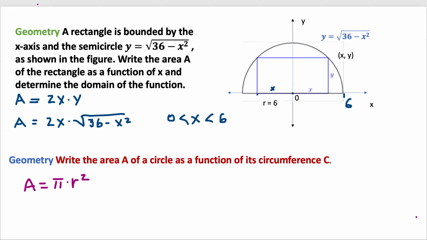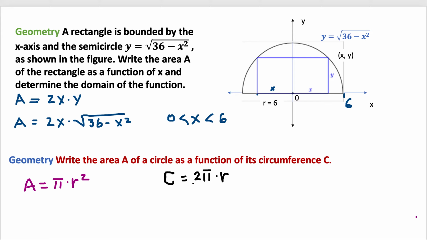On the other hand, the circumference of the circle, or the perimeter of the circle, C, let me write it, the circumference is 2 pi times r. And now we want to see what relationship there is between the circumference and the area.